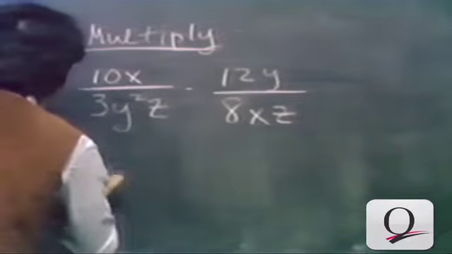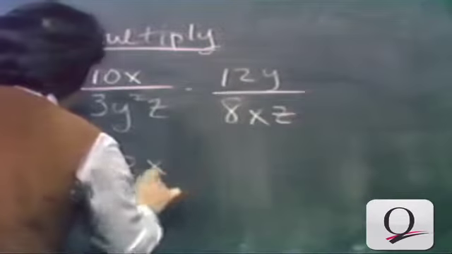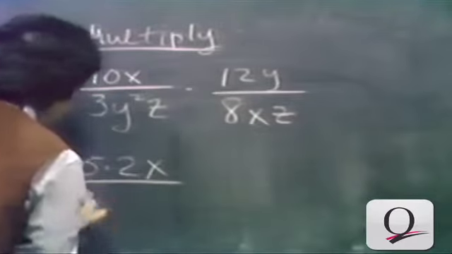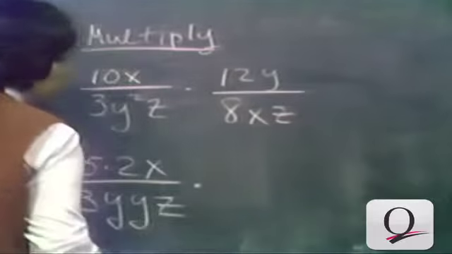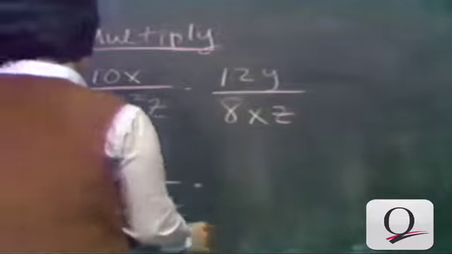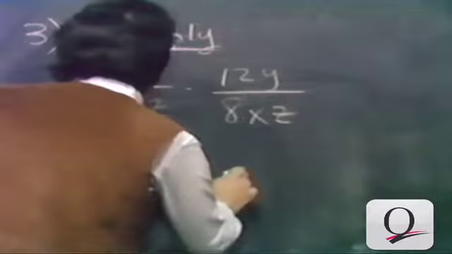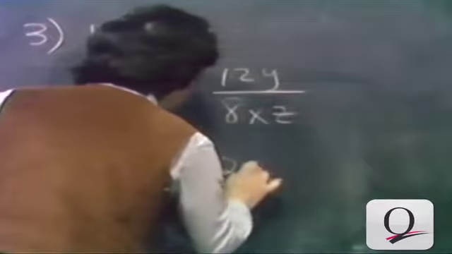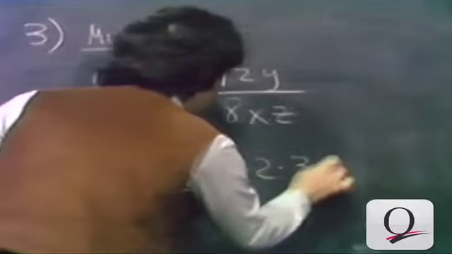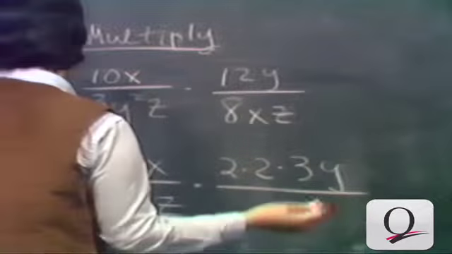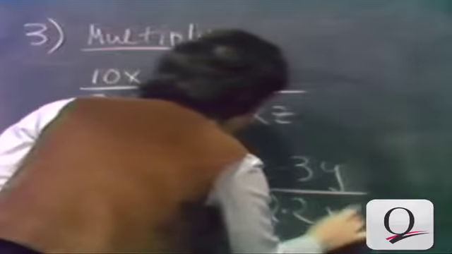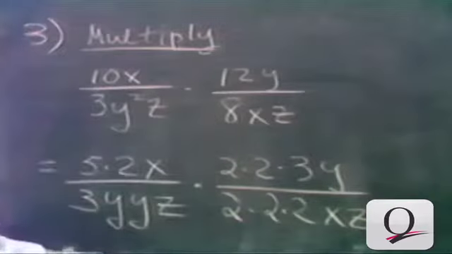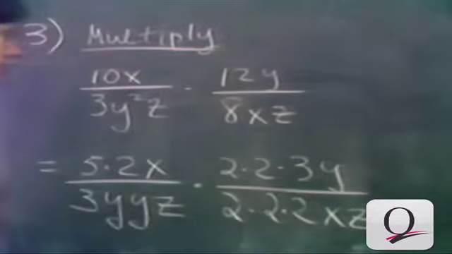And while I'm doing that, I may as well try to factor some of these constants. 10 is 5 times 2, x here, 3y squared z. 12, you can make that 2 times 2 times 3y over 8xz. And 8 you can make 2 times 2 times 2xz. Or you could have left 12 as 4 times 3 and 8 as 4 times 2.